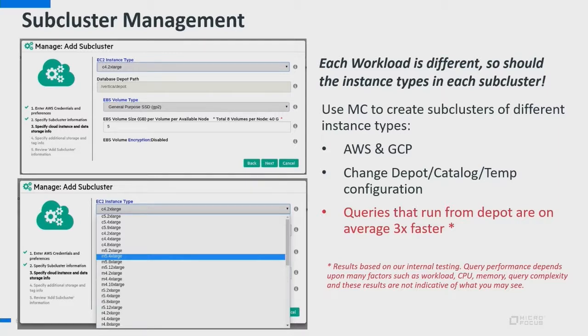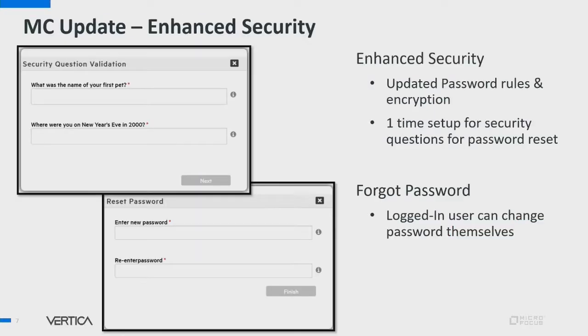Not only can you control the size and the type, with each different instance type, users can configure their own depot, catalog, and temp. And please keep in mind that queries that run from depot are on average 3 times faster. Now, your mileage can actually be faster than that, but 3 is an average case scenario we have seen. At Vertica, we take security very seriously. And to enhance the security, we have actually made some progress.